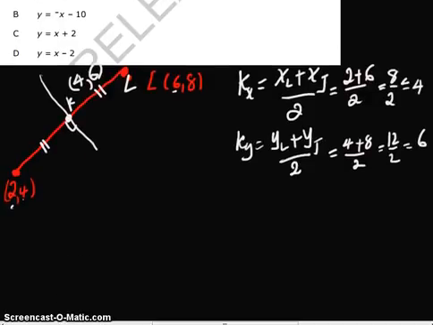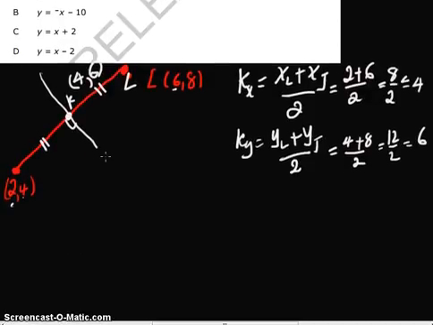Now all we have to do is find the equation of this line. Let's call this line T. We're looking for the equation of line T. Now how do we figure it out? Well, if you remember from previous lessons, the slope of a line that is perpendicular to a given line is given by the negative reciprocal of the original line's slope.